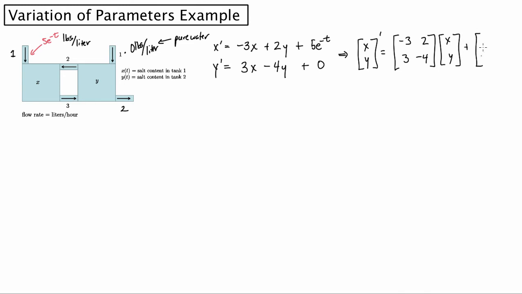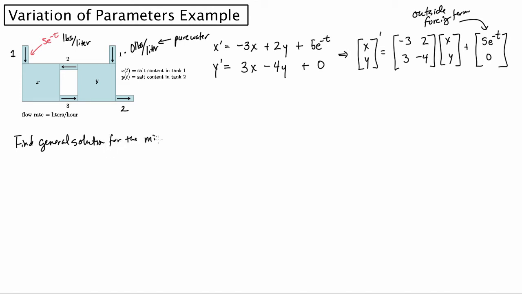And it's inhomogeneous because I'm getting salt from the outside that's driving the system. So this is the outside forcing term. It describes how tank 1 is being forced and how tank 2 is being forced. This is the inhomogeneous system for this particular problem. And I just want to go ahead and find the general solution for the mixture involving X and Y as the solution.